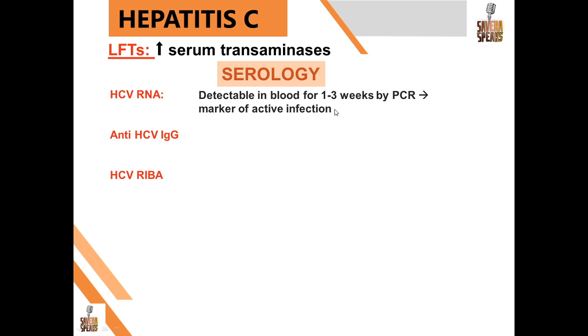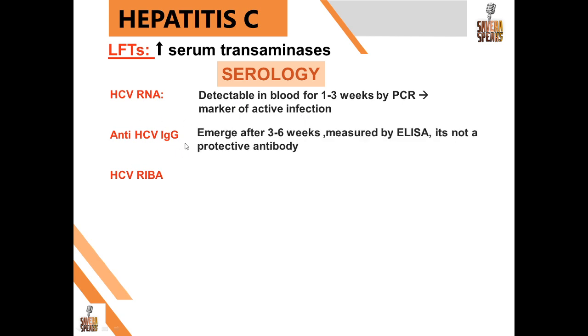And this is detectable in blood for 1 to 3 weeks, and this is a marker of active infection. And IgG anti-HCV emerges in blood after 3 to 6 weeks, and it is measured by ELISA. And one thing, it's not a protective antibody. In the infected patient, it's also present.